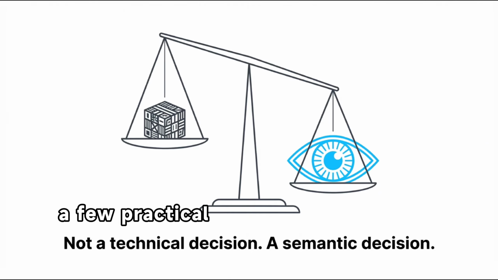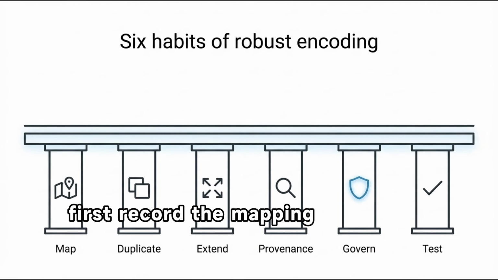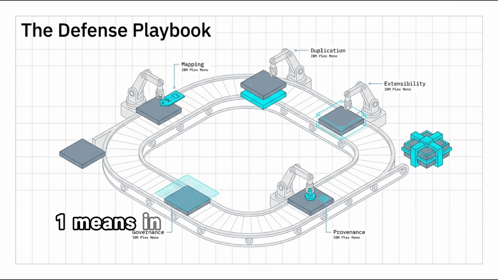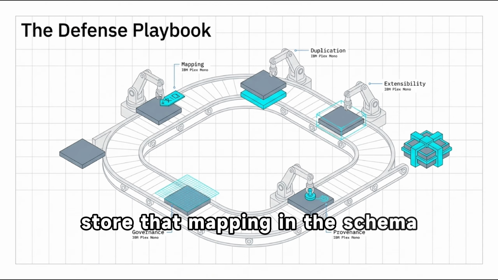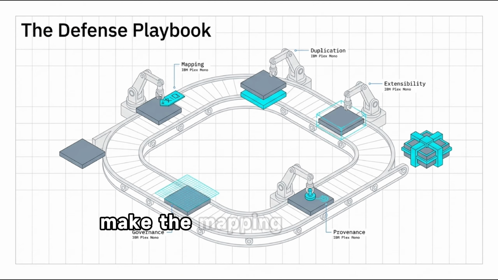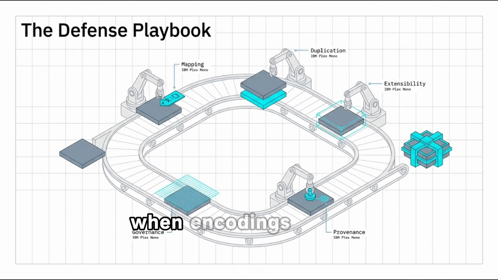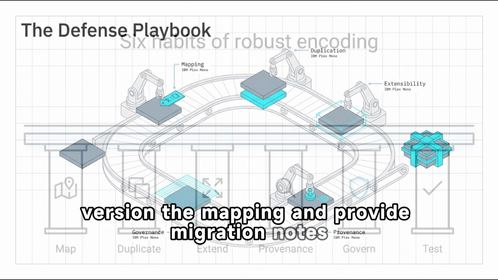A few practical habits make encoding robust. First, record the mapping where the data lives. If 0 means new, 1 means in progress, and 2 means done, store that mapping in the schema or data dictionary. Make the mapping executable. Pipelines should validate that codes only come from the supported set. When encodings change, version the mapping and provide migration notes.